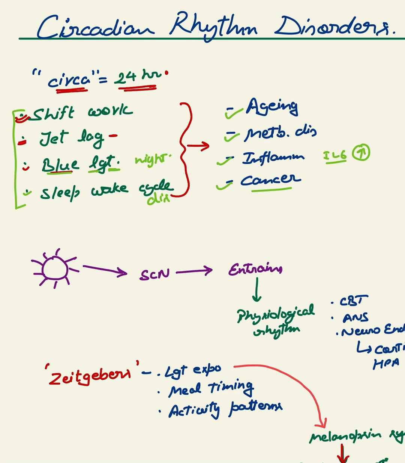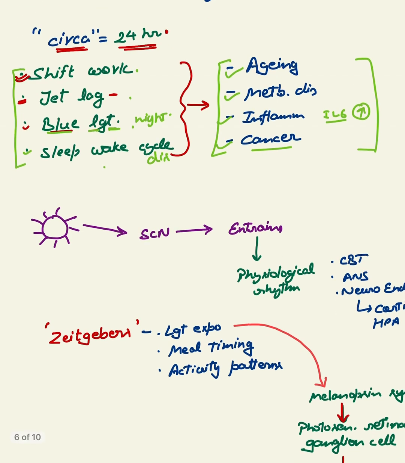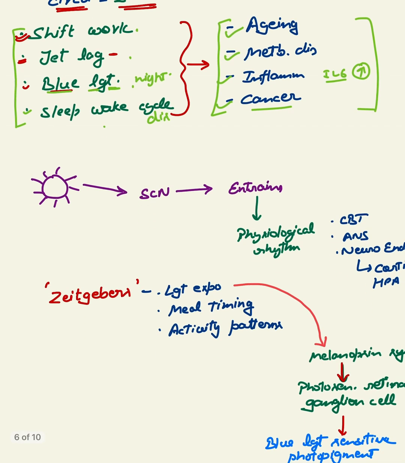The shift work disorders, the jet lags, the blue light exposure, and the sleep-wake cycle disorders, these are all the culprits for the signs and symptoms we are facing nowadays. Now, what is causing it? What happens in normal physiology?